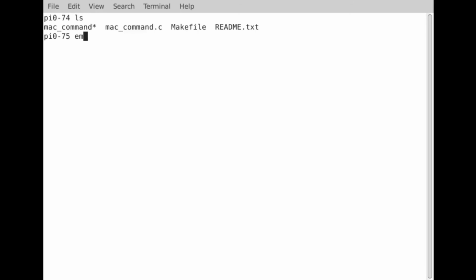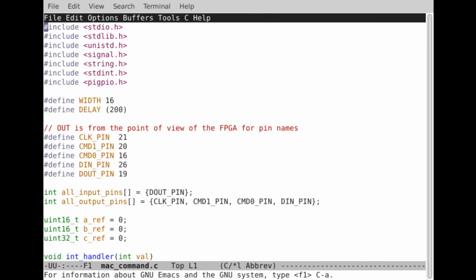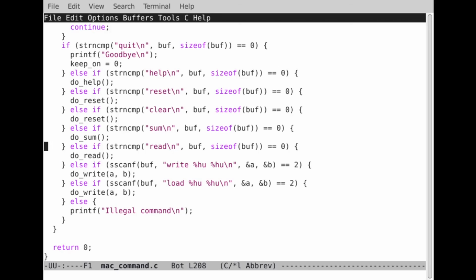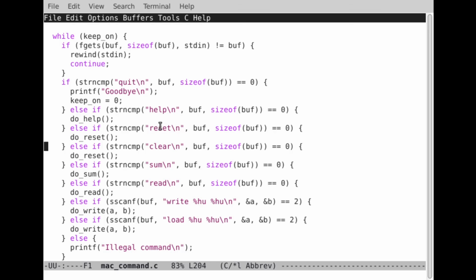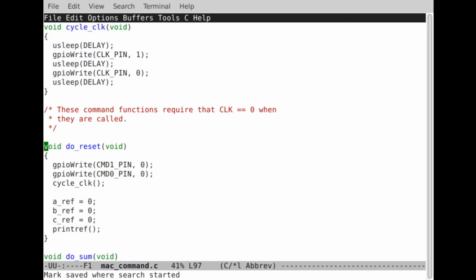Now let's take a look at the C program that runs on the Raspberry Pi. The first thing to notice is that it's using the PIPO library to set and read GPIOs, and that's available on multiple versions of Raspbian. Then here at the bottom of the main function, there's a little command parser that handles commands. For example, if you type reset, it'll call command do reset. If you type write, it'll call command do write, passing A and B to it. So let's take a look at do reset. And you can see it's very simple indeed.